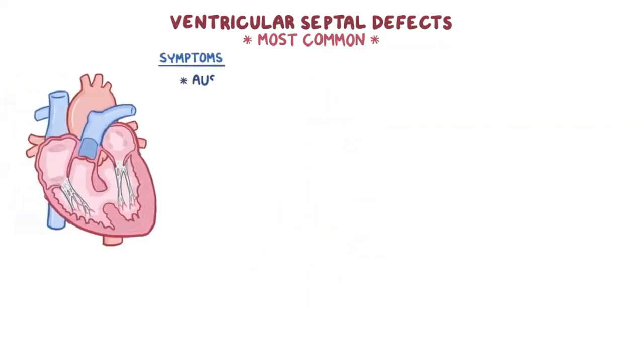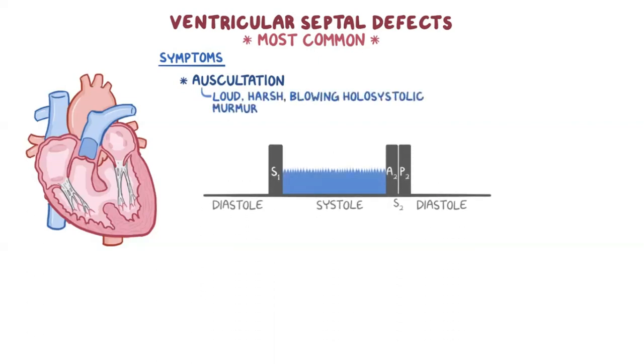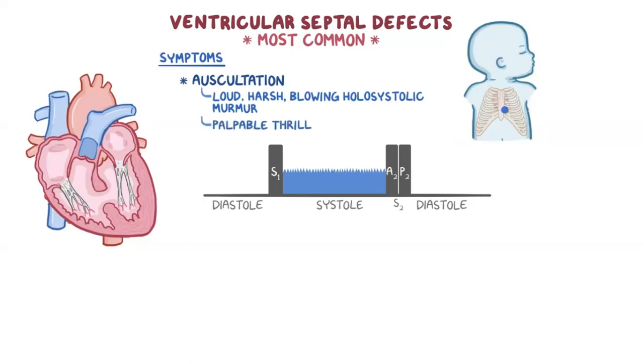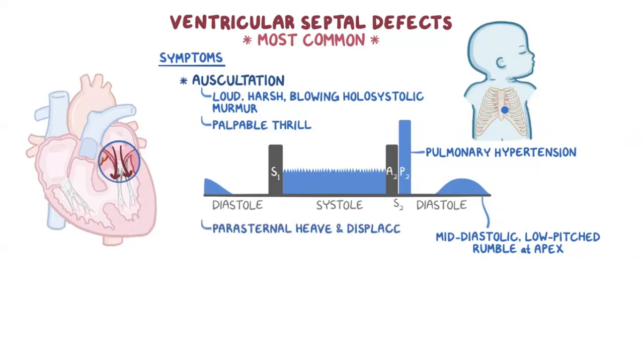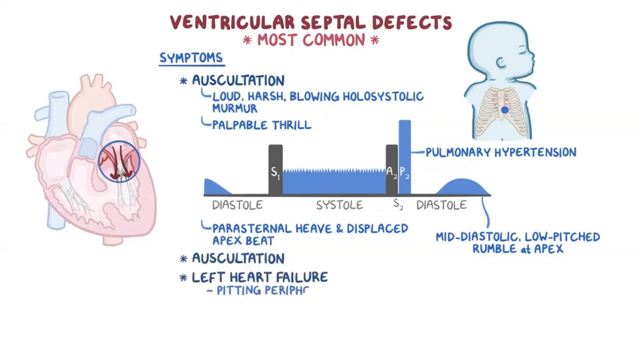Larger defects can be heard on auscultation as a loud, harsh, or blowing holosystolic murmur, and are best heard over the lower left sternal border. There may also be a palpable thrill. The pulmonic component of the second heart sound can also get louder as a result of pulmonary hypertension, and because of the increased blood flow across the mitral valve, a mid-diastolic, low-pitched rumble at the apex might also be heard. Larger VSDs can cause a parasternal heave and a displaced apex beat. Over time, left heart failure might develop, leading to pitting peripheral edema, ascites, and liver enlargement.